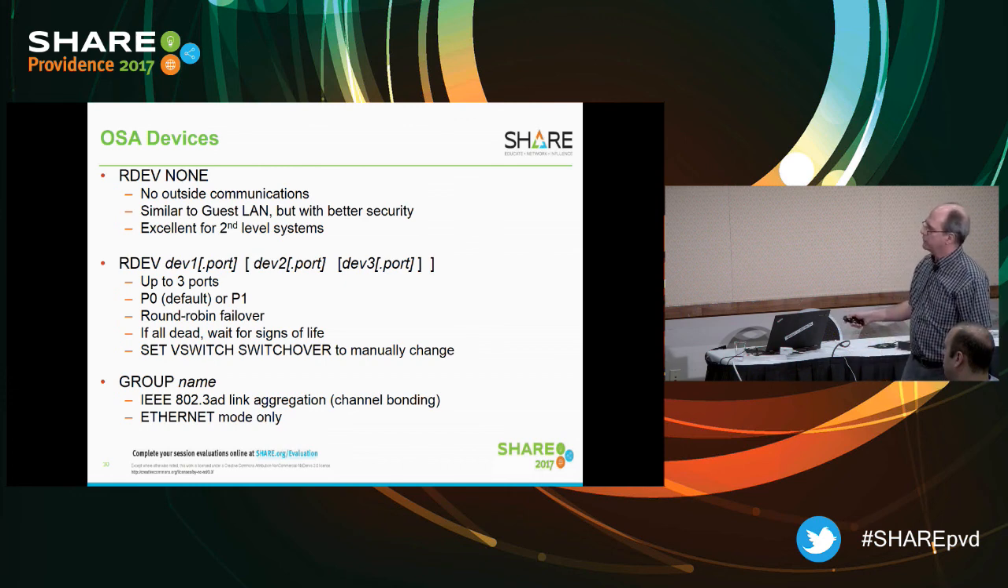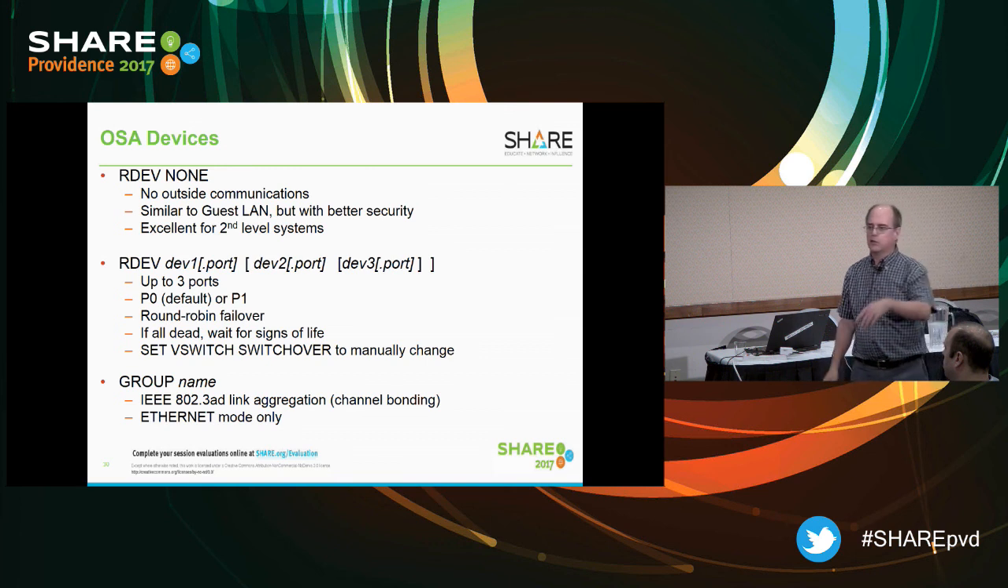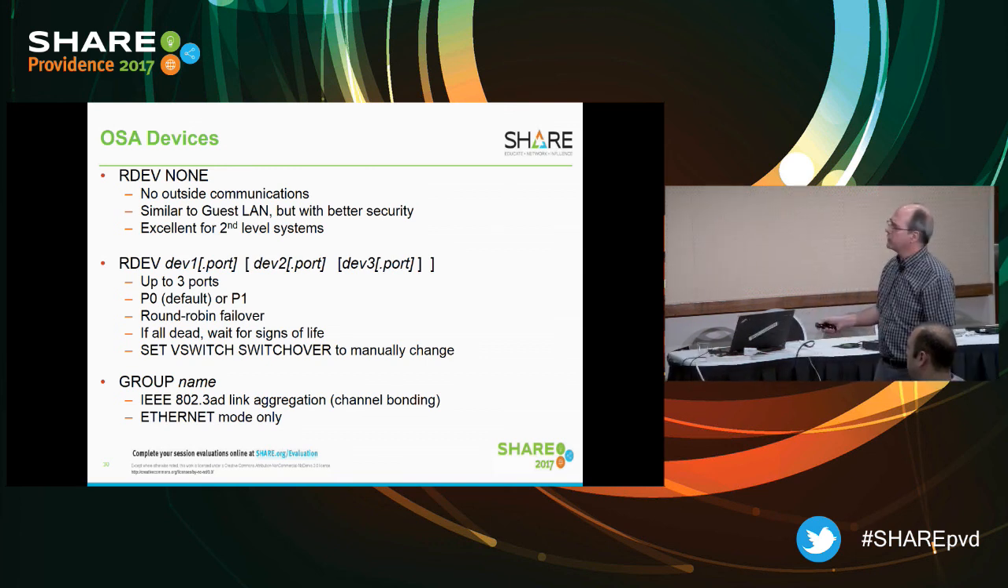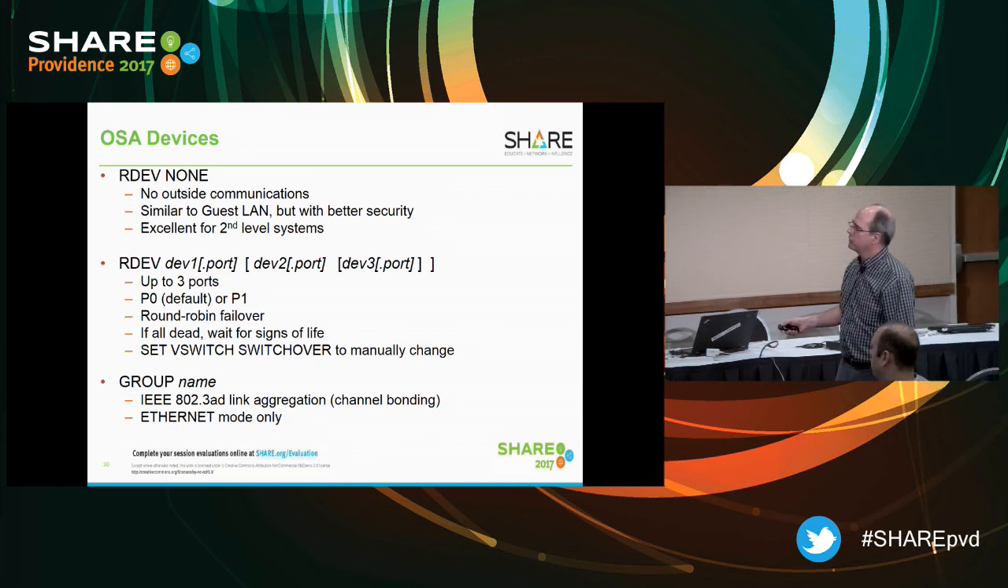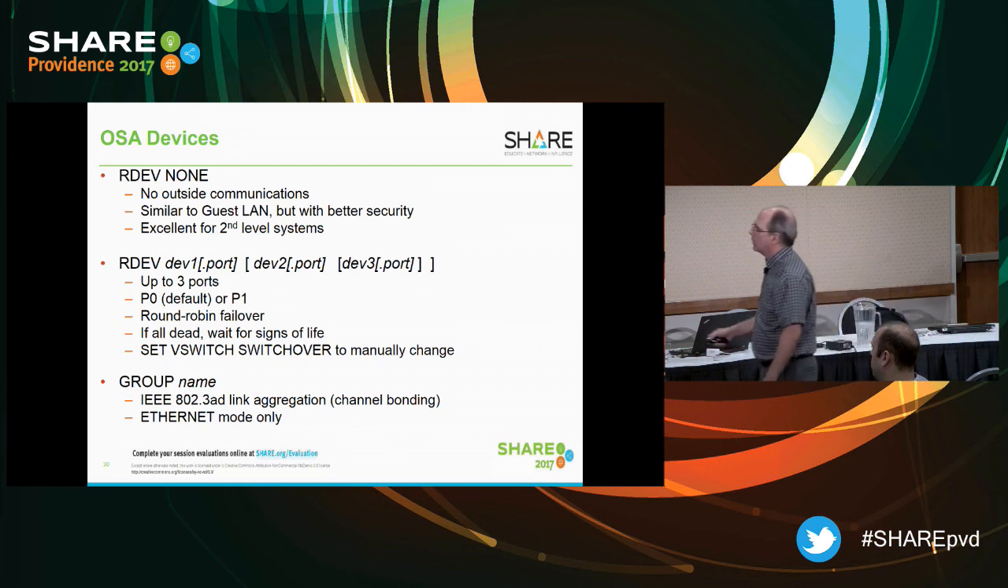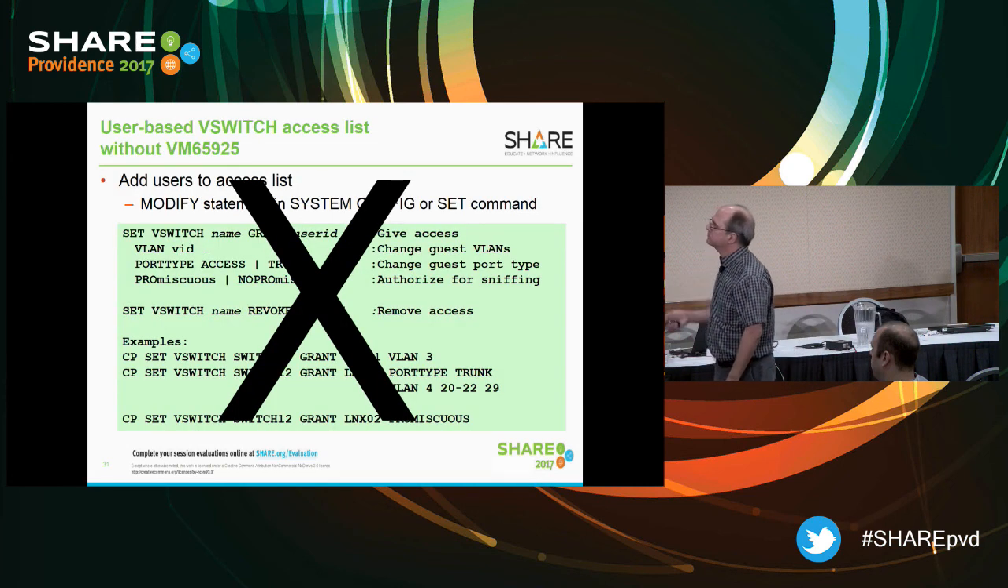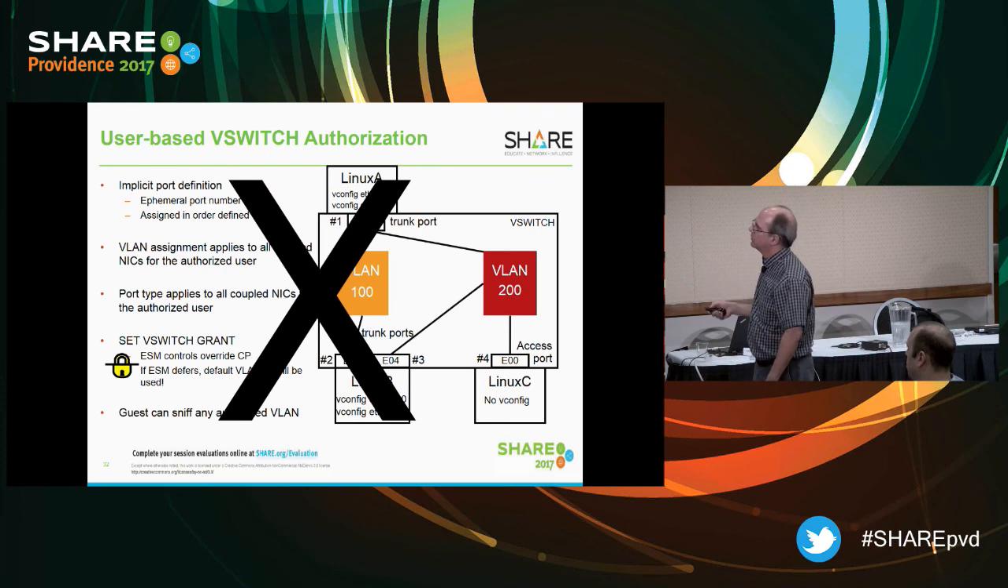Or the RDEVs, right? And if I want to switch these manually, there's a set vSwitch switchover command to let you cause this number to change. Because I want to take this one offline, so I need to say switch over. So it'll switch to the second one so that I can take this thing offline. Right? Or I'm going to have a group. We're not using user-based vSwitch authorization.